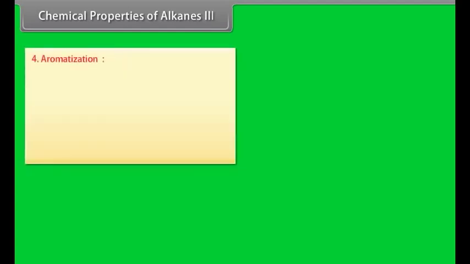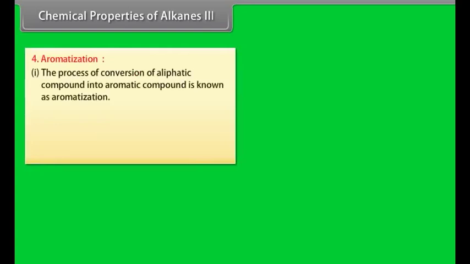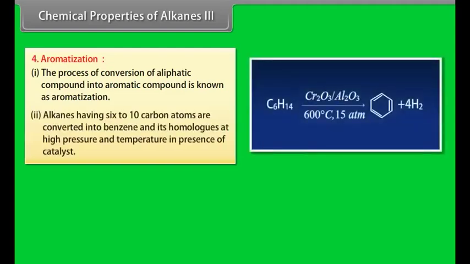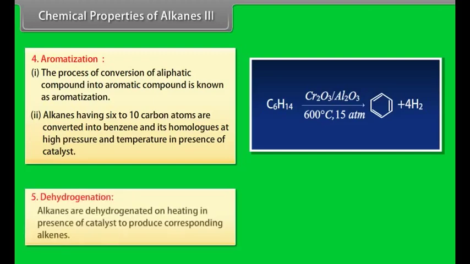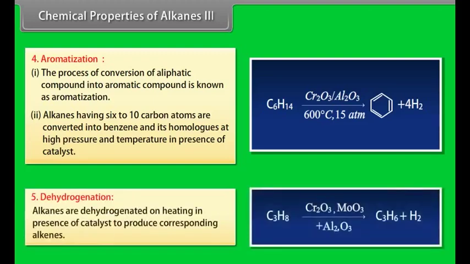Chemical properties of alkanes, Part 3. Aromatization. Number 1. The process of conversion of an aliphatic compound into an aromatic compound is known as aromatization. Number 2. Alkanes having 6 to 10 carbon atoms are converted into benzene and its homologues at high pressure and temperature in the presence of a catalyst. Dehydrogenation. Alkanes are dehydrogenated on heating in the presence of a catalyst to produce corresponding alkenes.